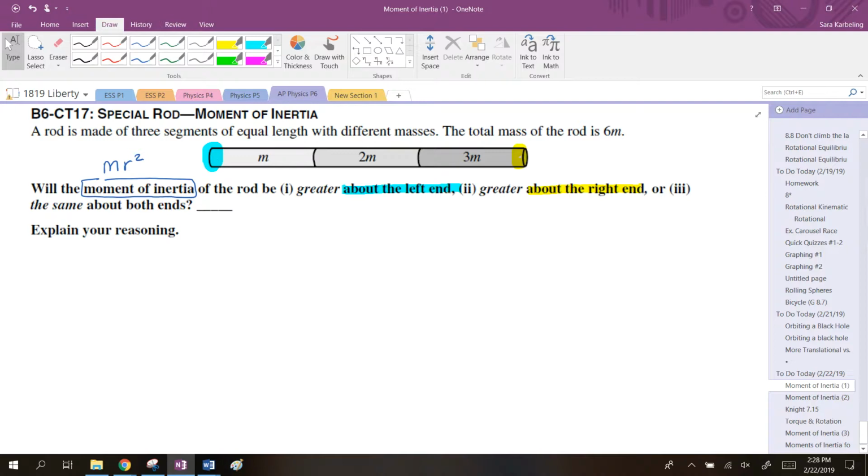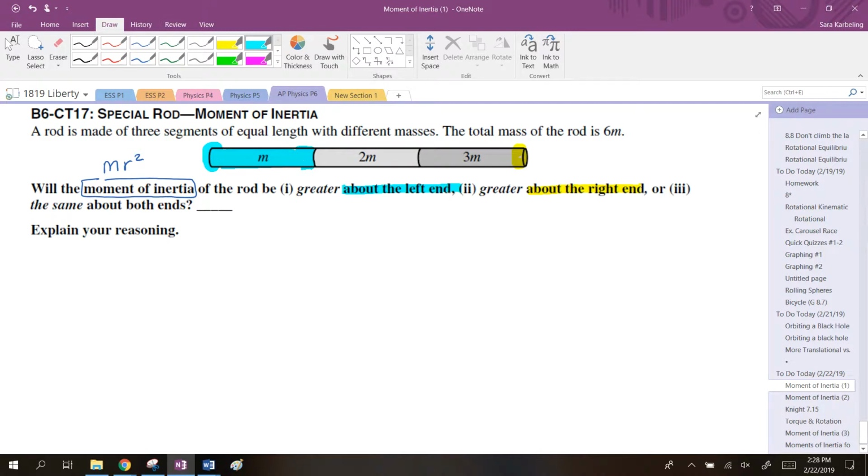The moment of inertia about, let's do the left end first. Okay? So we haven't really talked about how to do this. Could you find the moment of inertia of this piece here? It's on freeze. Oh, you can't see. You're like, which piece? There you go. That piece, the one with the mass of M.